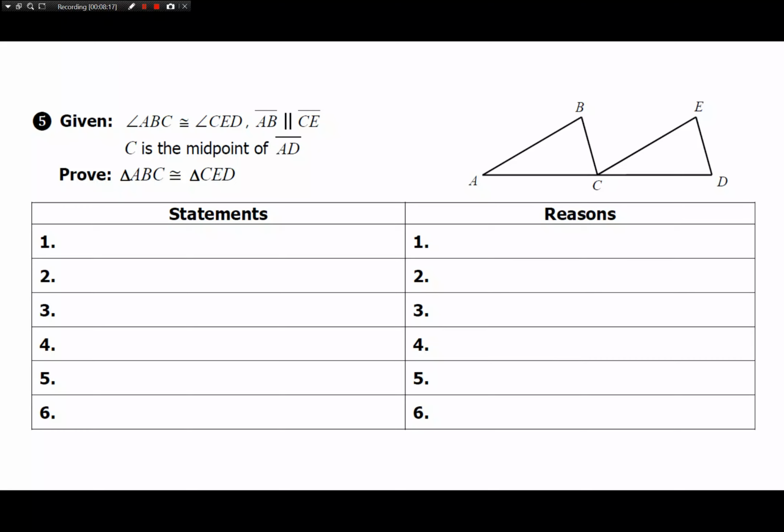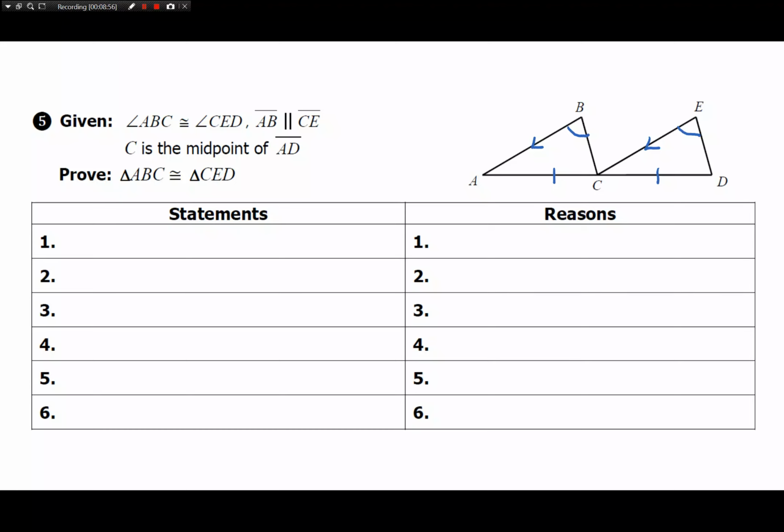So let's first mark off the angles they give us at first. So here's angle ABC congruent to angle CED. The next thing they gave us is that segment AB is parallel to segment CE, right? And then the third thing was that C is the midpoint of AD. So now we know that AC must be the same as CD based off of the fact that C is in the middle of that. So right now we're given an angle and a side. We don't have any other information based off of what we have marked.